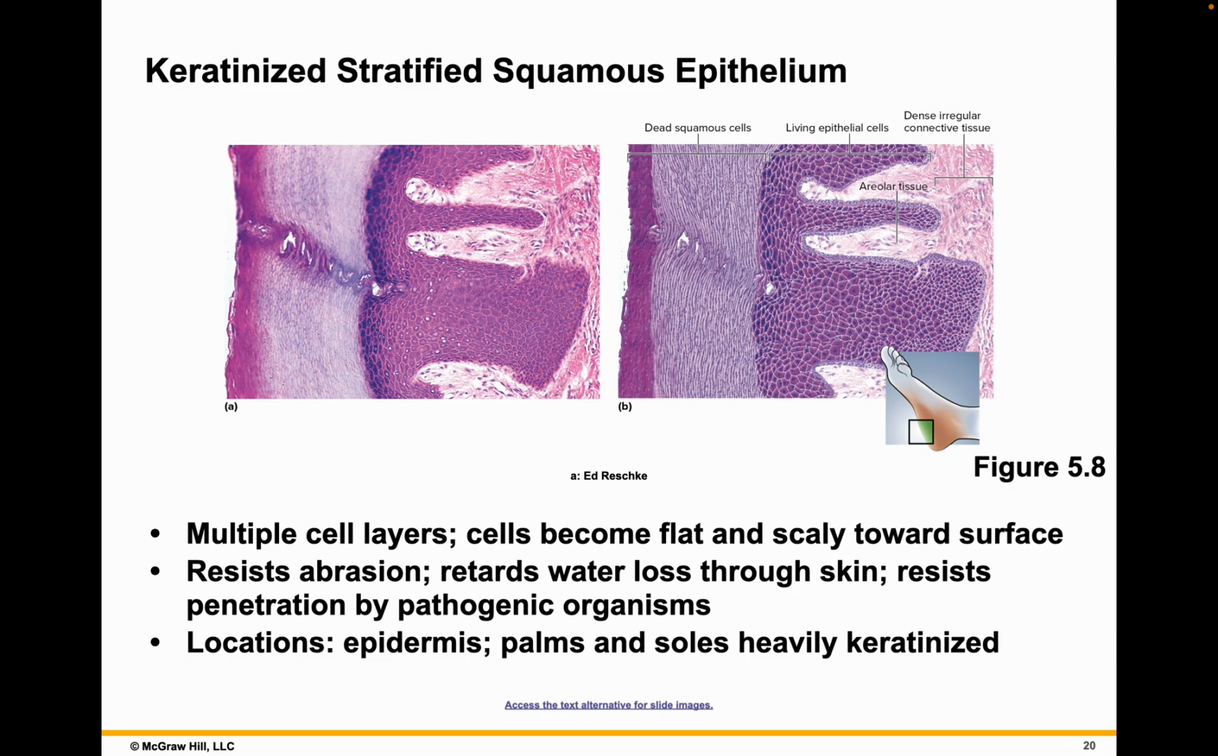So they'll have multiple layers. They become flat and scaly towards the surface. They resist abrasion, retard water loss through the skin, and resist penetration of organisms. They're found in the epidermis, our palms, our soles. They are the most heavily keratinized regions.